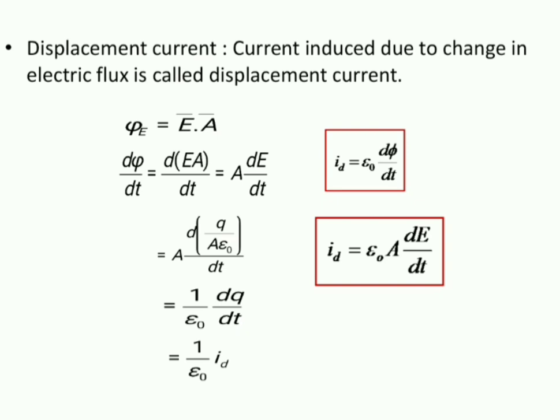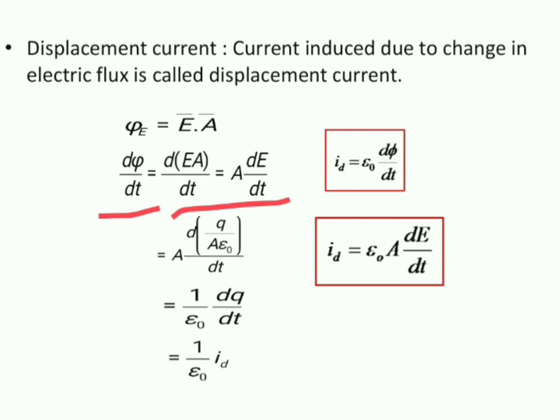Similarly, electric flux is equal to E dot A. Then differentiate this relation. d phi by dt is d by dt of E dot A. Electric field is changing with time, so bring area outside: A into dE by dt.